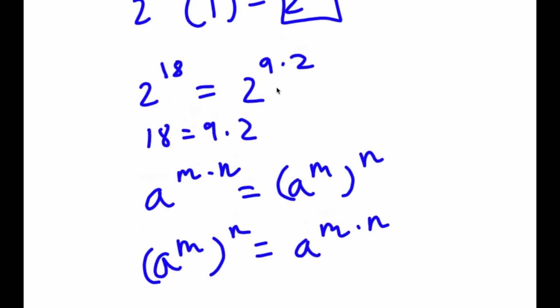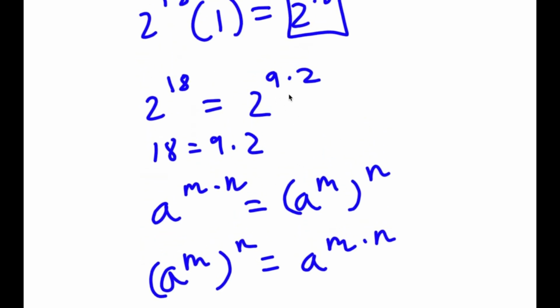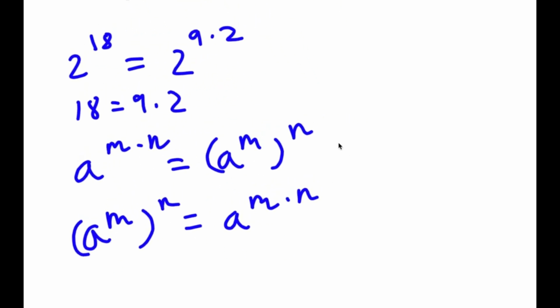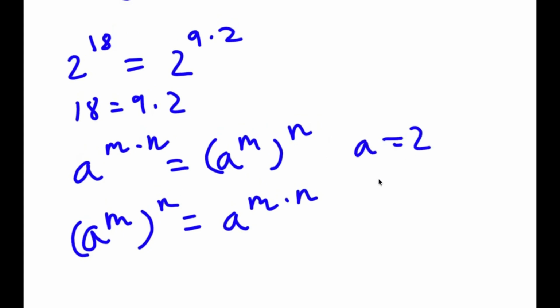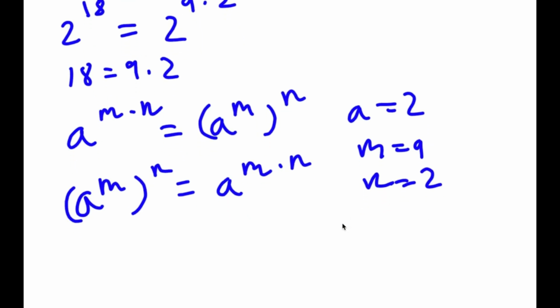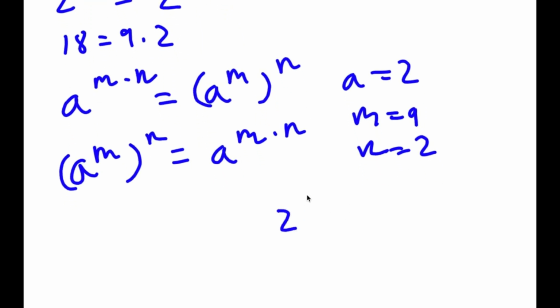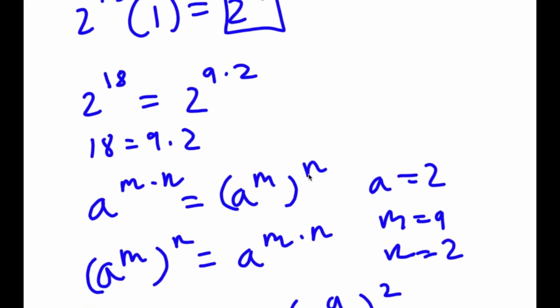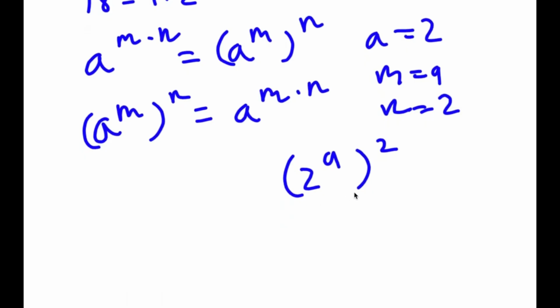So in this case, 2 to the power of 9 times 2, we can think of this as a to the power of m times n. So now I'm going to put this in the form a to the power of m to the power of n. In this case, a is equal to 2, m is equal to 9, and n is equal to 2. So this would be 2 to the power of 9 to the power of 2. So now, 2 to the power of 9 to the power of 2.